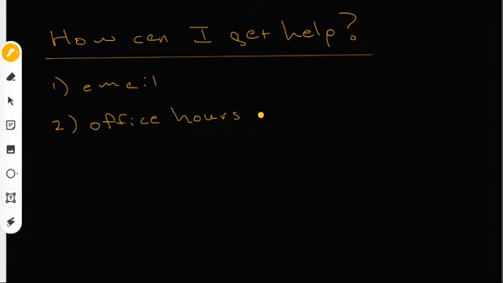So my office hours are always going to be at 2:15 p.m. Send me an email before you come to my office hours so I know you'll be there. So that's the second way you can get help in the class, is by coming to office hours. And I help anybody who comes to that.